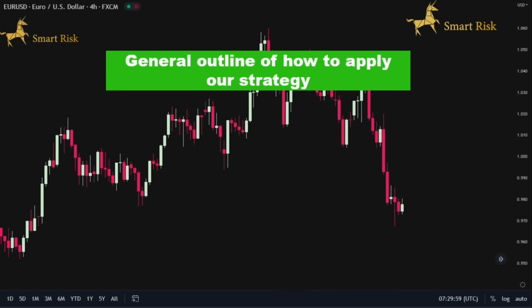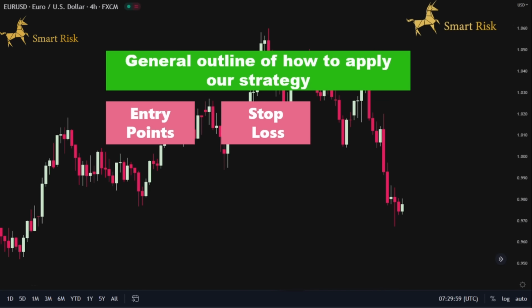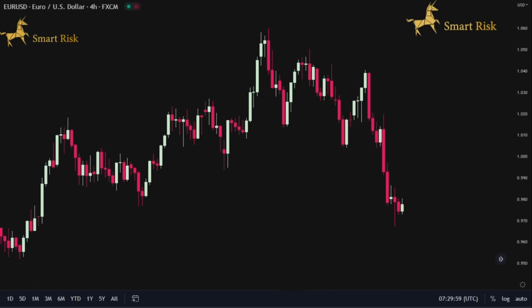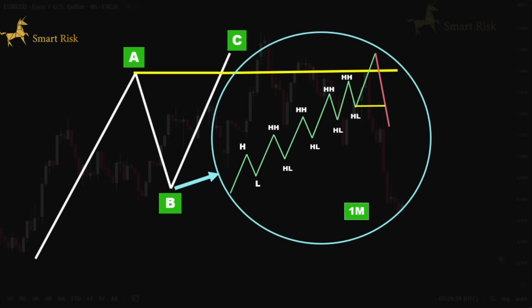But before trying these steps on the price chart, let's have a brief overview of the entry points and how to set up your stop loss and take profit margins in this trading strategy. So, let's start by explaining the entry method. As you can see, we have a valid change of character in the 1-minute time frame.